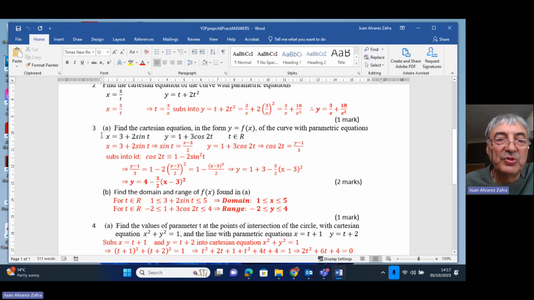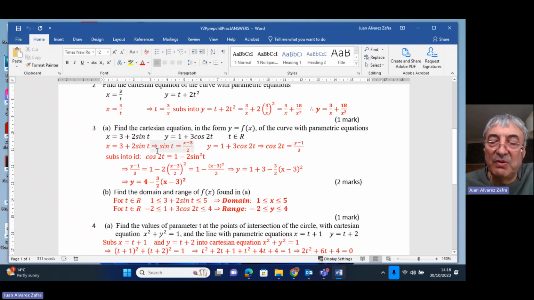Question 3. We want to do the same kind of thing, get the Cartesian equation, but this time there is a trig expression that involves t in both the x and the y. And trying to get t as the subject would be difficult here. We need lots of possible values for t when we have sine of t, and likewise for cos of 2t. So trying to get t as being inverse sine of (x minus 3) over 2 would be problematic.